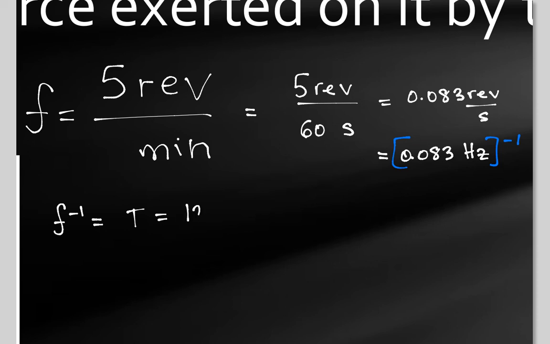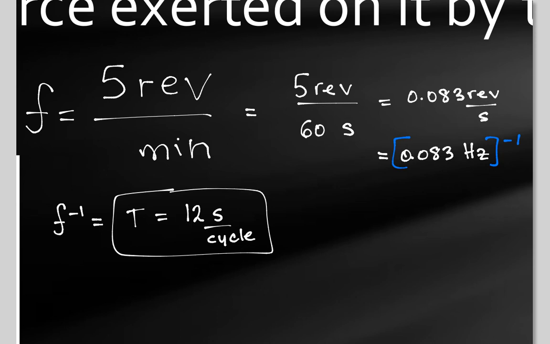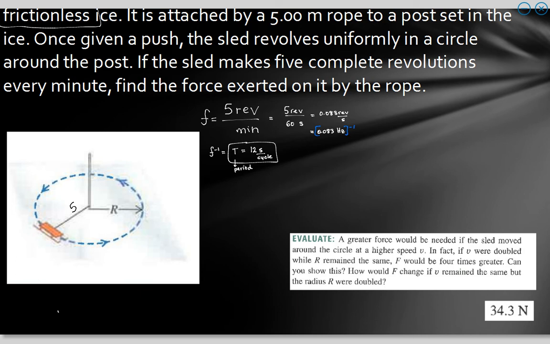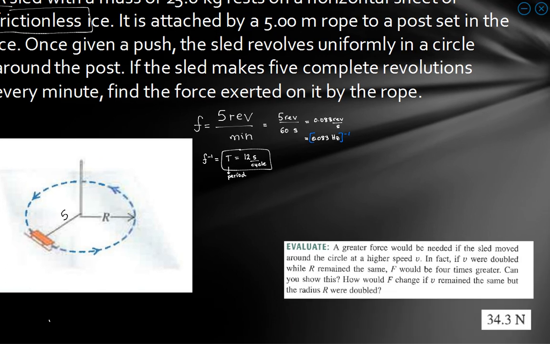And you get 12 seconds per cycle. So in essence, just 12 seconds. So we've solved for T, the period, which is the time to complete one revolution. Now we're asked to find the force exerted on the sled by the rope.